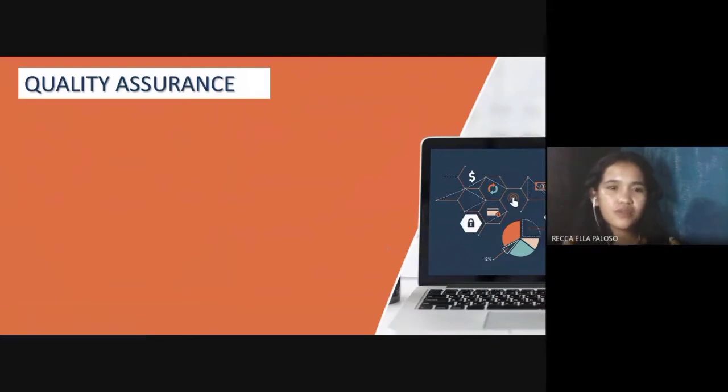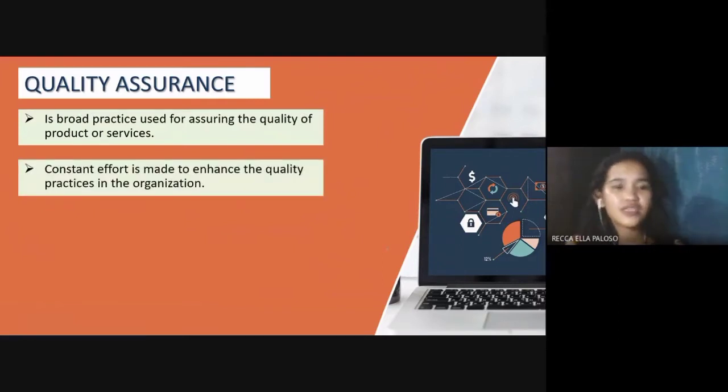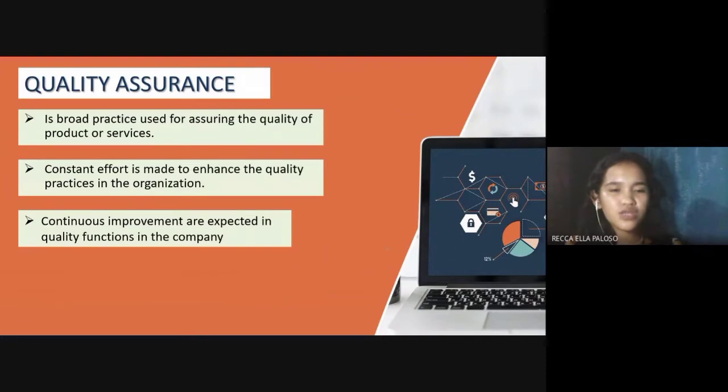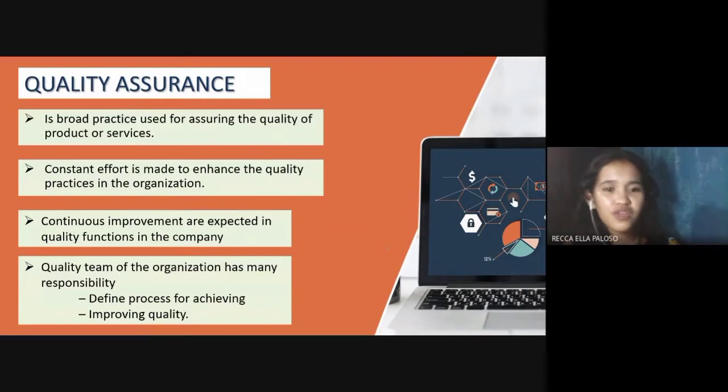So to sum it up, quality assurance is a broad practice used for assuring the quality of products or services. A constant effort is made to enhance the quality practices in the organization. Continuous improvement is expected in quality functions in the company. And lastly, the quality team of the organization has many responsibilities. The first is defining the process for achieving quality, and the second is improving the quality.